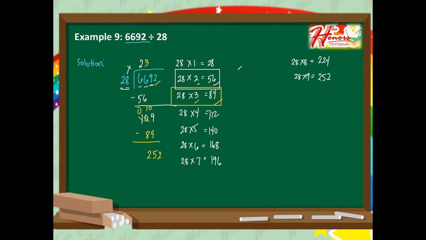As you can see here, we have the exact value of 252 unlike before. So we should be getting the exact value of 252. We should be getting the number beside 28, and that's 9. And then let's multiply 9 and 28, and that is equal to 252. 252 minus 252 is 0. So the final answer is 239 without the remainder.